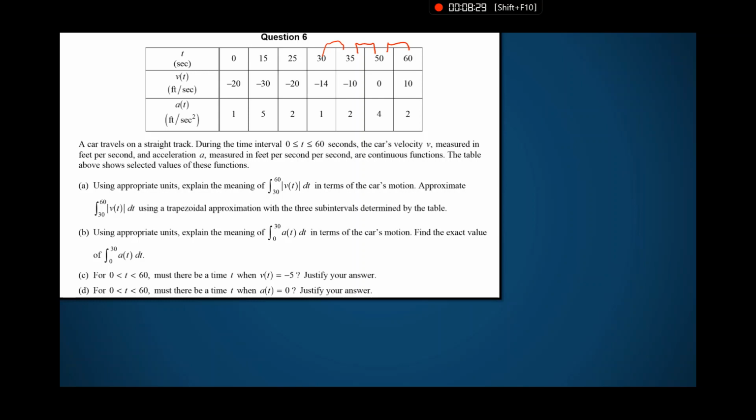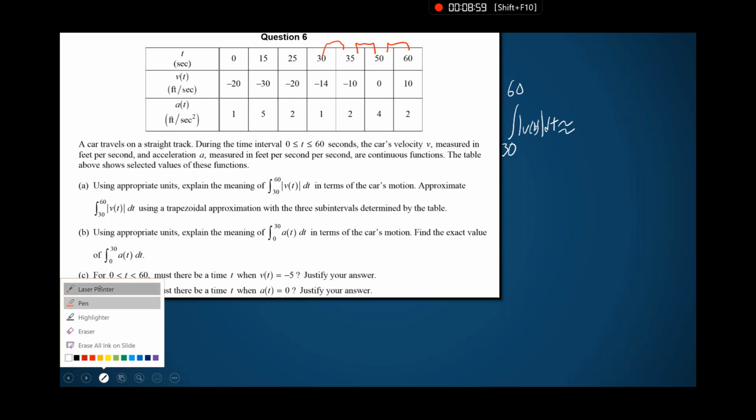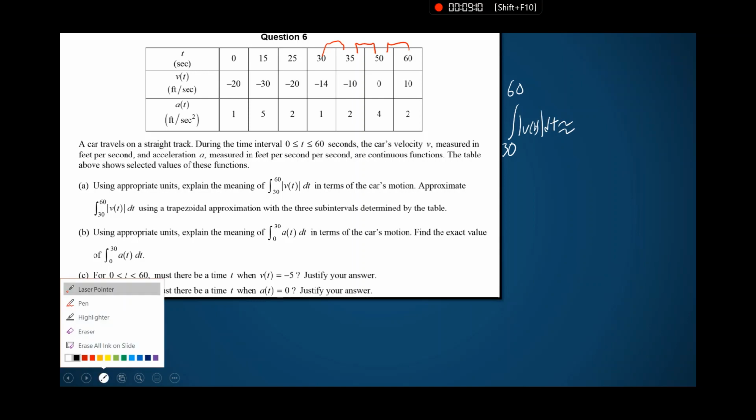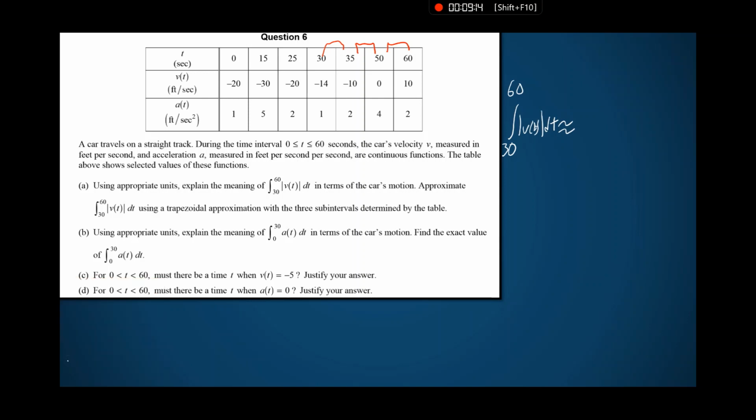If I'm integrating the absolute value of v(t), then what should my first trapezoid look like? Okay, so I need my base of the trapezoid first. My t right now is my input for v(t) and a(t), so that means t is my x values. So what's the base of the trapezoid from 30 to 35? 5 units, okay. So that's 5 for my x value times, I need the average of my heights.